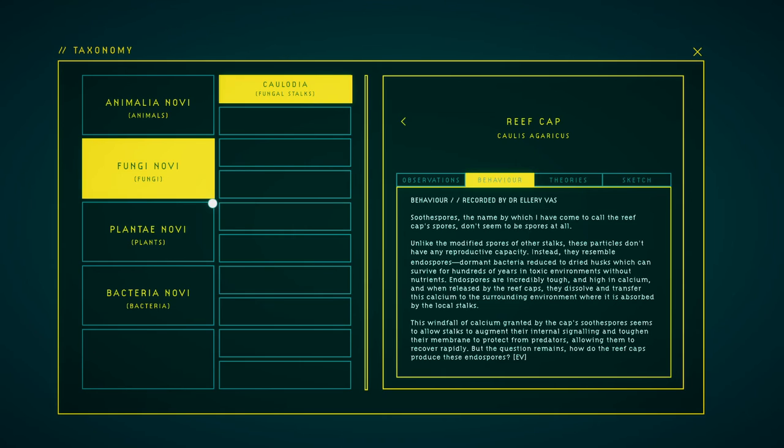This windfall of calcium granted by the caps' sooth spores seems to allow stalks to augment their internal signaling and thicken their membrane to protect from predators, allowing them to recover rapidly. But the question remains, how do the reef caps produce these endospores?